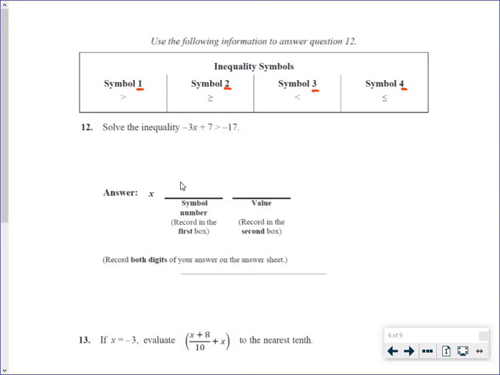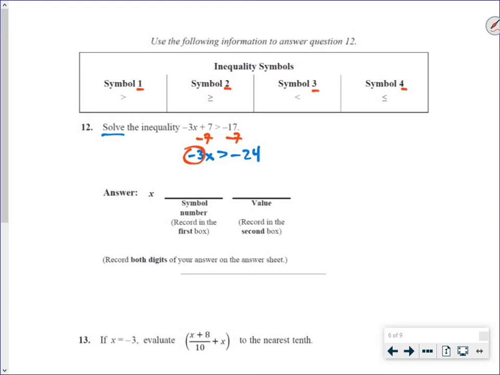But before we get to there, we actually need to solve this inequality. So it's basically like algebra, but we have an inequality symbol. So we need to get x on its own, right? So let's get x on its own. Let's remove the 7 from the left side. 7 minus 7 is 0. I'm left with negative 3x on the left. And negative 17 subtract 7 is negative 24.